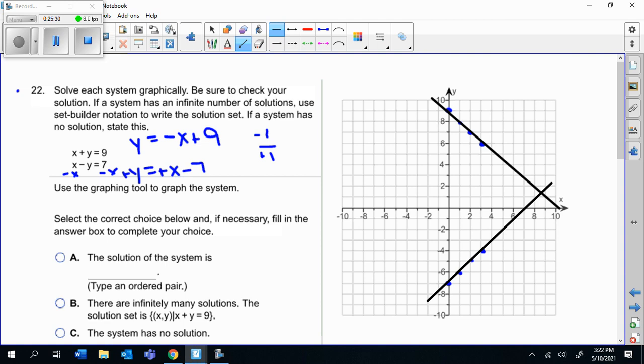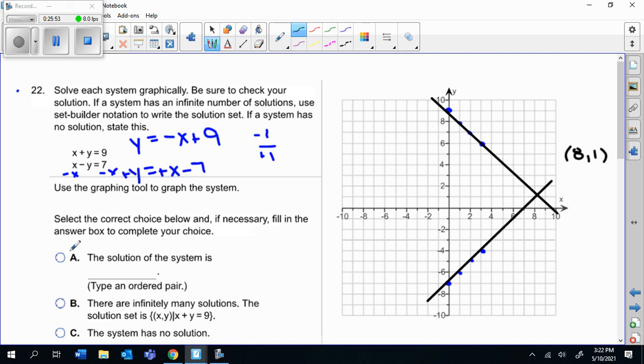I'm really going to have to be accurate here. Diagonal, diagonal, diagonal, diagonal. And then here, I got off my diagonal at some point. There we go. So it looks to me like they cross at (8, 1). So (8, 1) would be the solution.